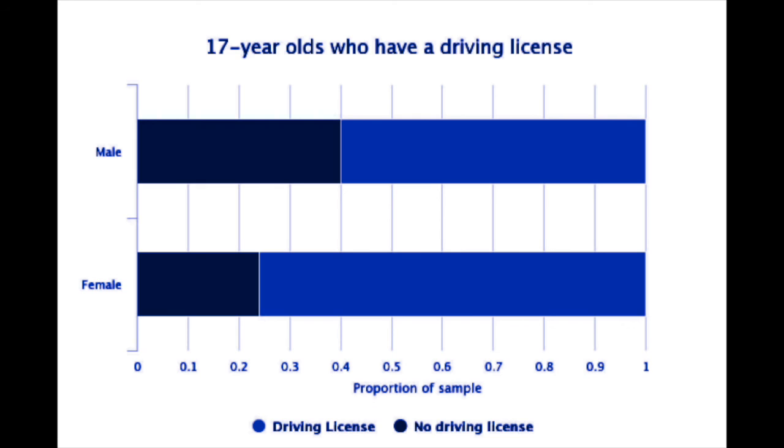Comparing yes boys with yes girls, we find that the male's percentage of 0.60 is less than the female's percentage of 0.76, meaning there is an association between gender and 17-year-olds having a driver's license. Having a driver's license as a 17-year-old female is more likely than having a driver's license as a 17-year-old male.